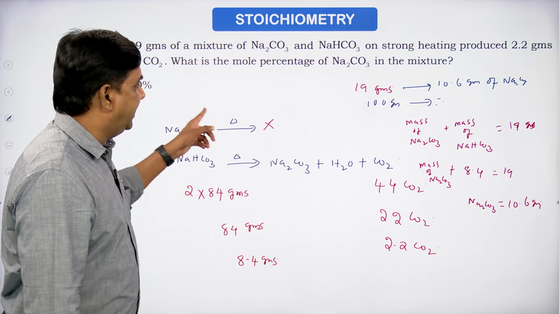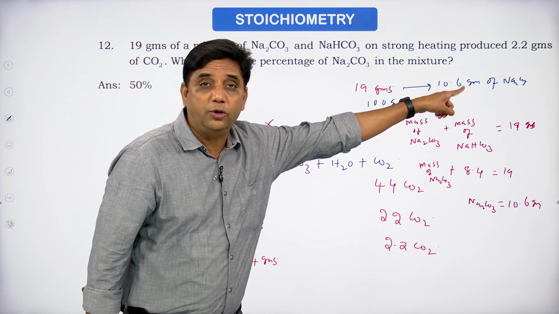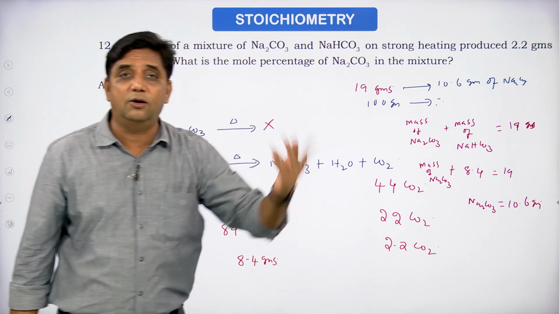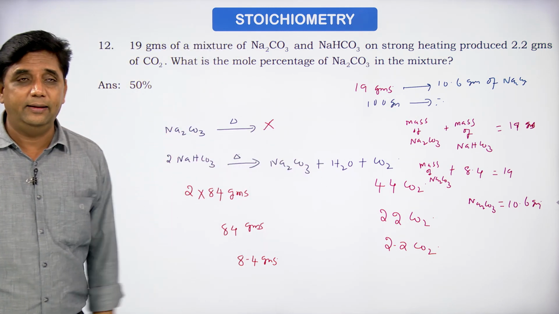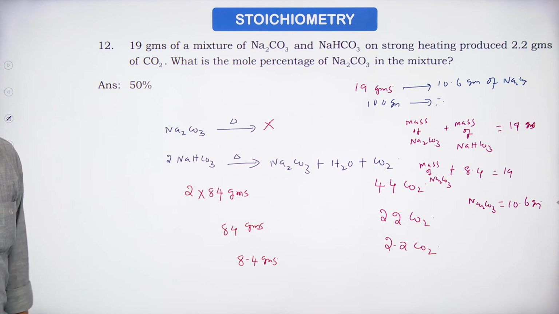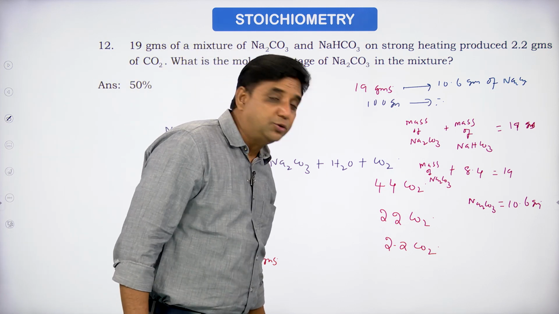So, percentage, percent means per 100. 19 grams contains this much of sodium carbonate, then 100 grams contains how much? So, 10.6 into 100 by 19 will give you the answer. Okay, and this is how this problem should be done. All these problems, we will do all these problems, students.